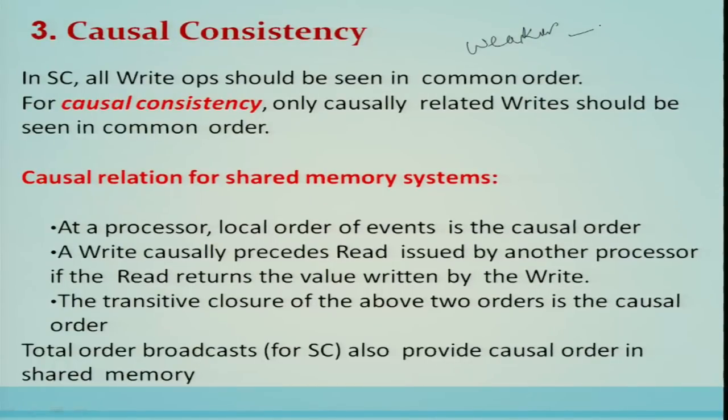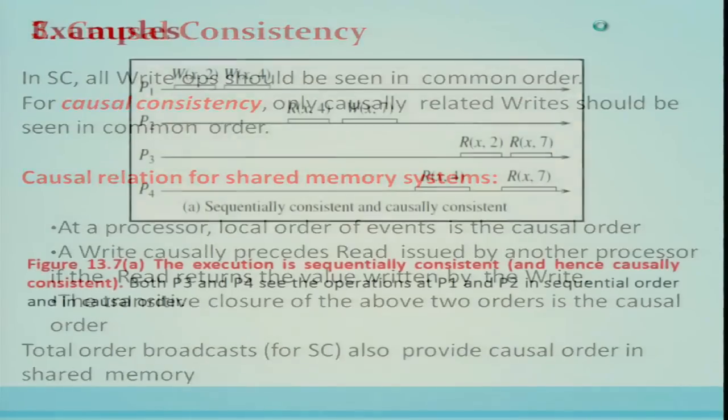So, the causal relation for a shared memory system: at a processor, the local order of events is the causal order, and a write usually precedes a read issued by another process if the read returns the value written by the write. The transitive closure of the above two orders is the causal order. Total order broadcast for sequential consistency can also provide the causal order in the shared memory.